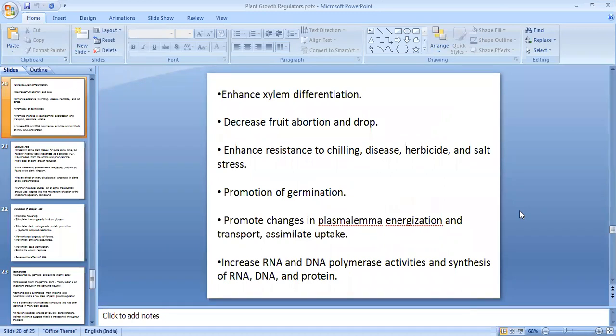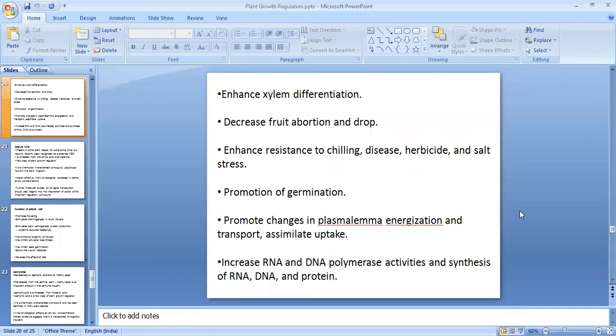And sometimes the stimulative effect enhances xylem differentiation and decreases fruit abortion and dropping. It enhances resistance to chilling, disease, herbicides, and salt stress. And they promote germination. And also they promote changes in plasmalemma energization, which improves the transport and assimilation uptake. That means the plant metabolism.